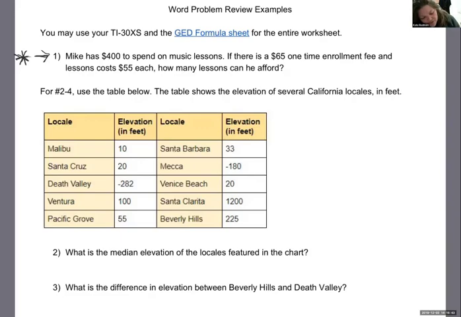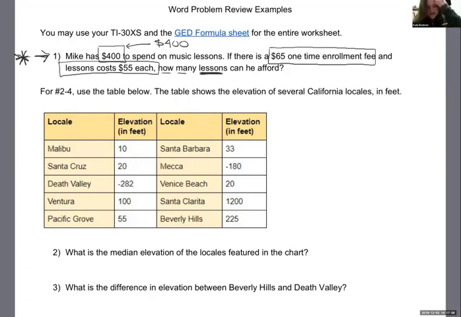It says Mike has $400 to spend on music lessons. We see that we have a $65 one-time enrollment fee and lessons cost $55 each. And then our question here is, how many lessons can he afford? So as far as I'm concerned, all we need for this particular problem is a little bit of information about the basic operations. Does anybody have a place where they want to start that I should launch off from?